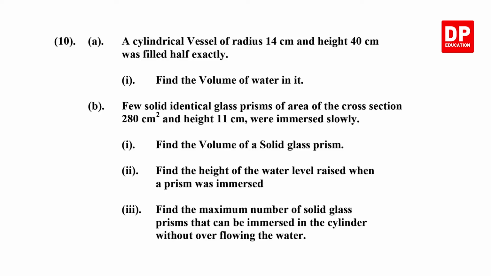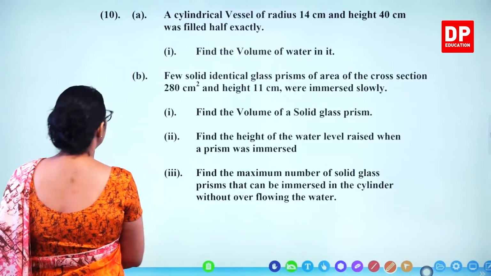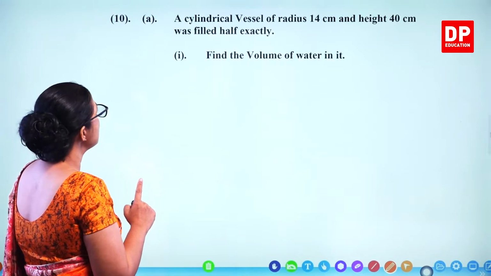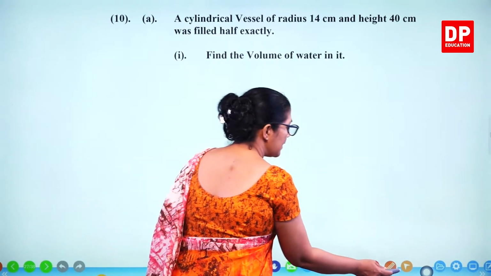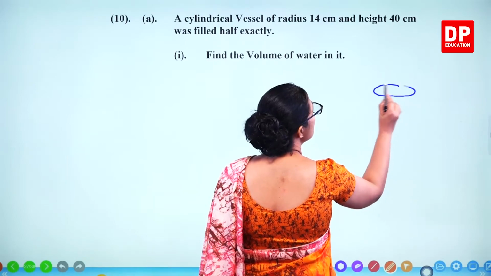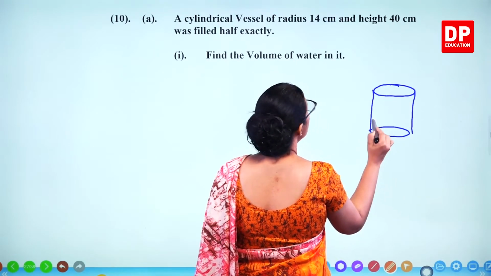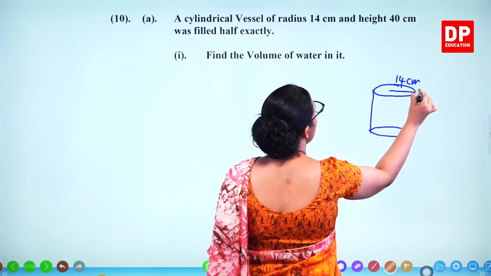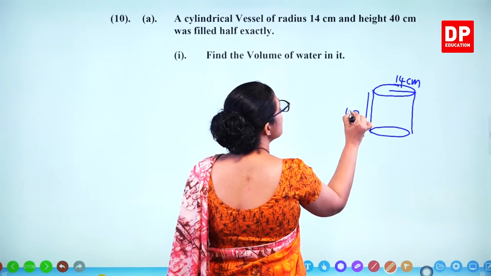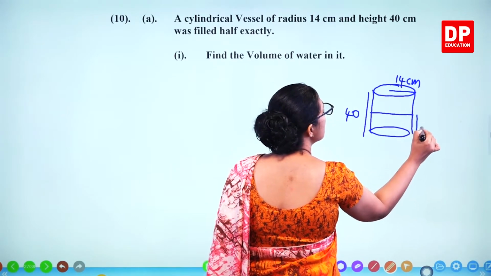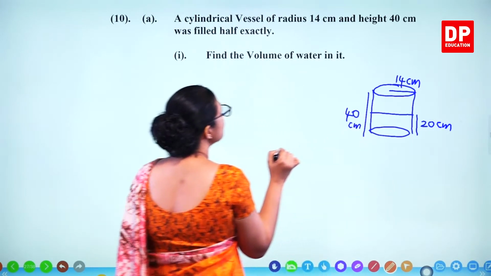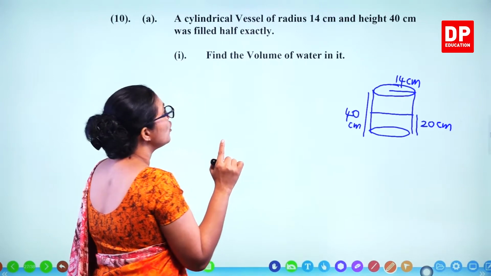So let's do the next one, question number 10. So this is about volume. A cylindrical vessel of radius 14 centimeter and height 40 centimeter was filled half exactly. So how do you draw that? Better to draw the diagram. Half filled exactly. So 14 centimeters is the radius and the whole thing is 40 but halfway, so filled 20 centimeters height of water. Find the volume of water.